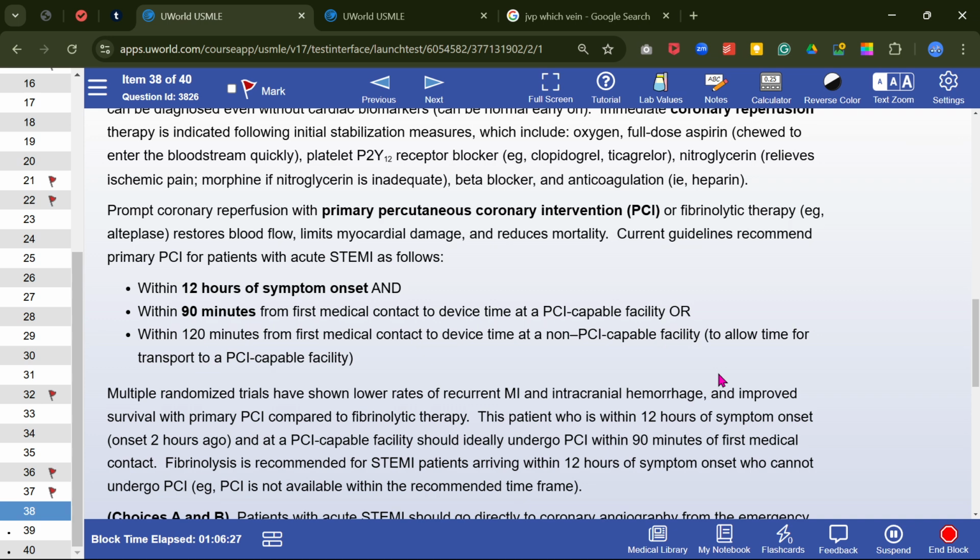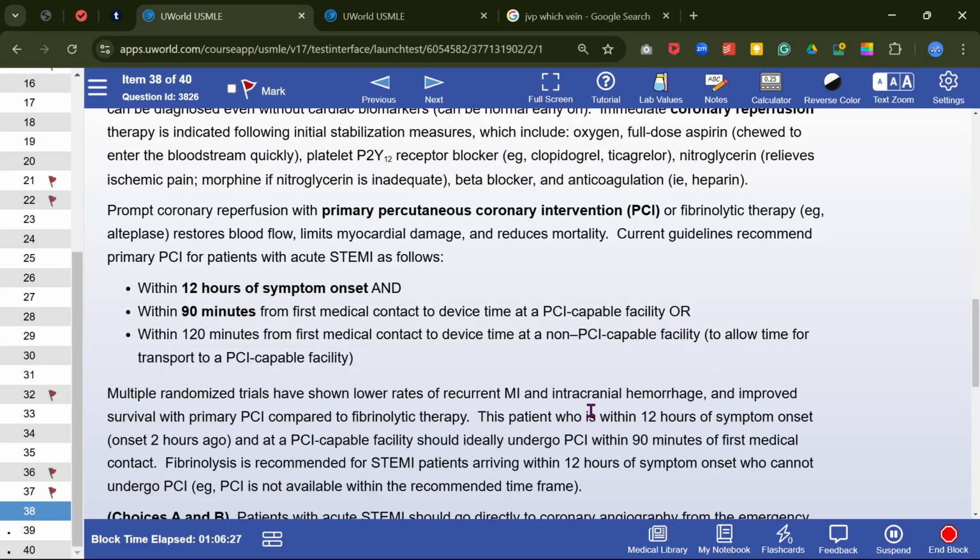So okay. The main concern here is that we can do PCI within 12 hours of symptom onset, and the most valuable, the most important, if that hospital has a PCI-capable setting, it should be done within 90 minutes. If that hospital does not have a PCI-capable setting, refer to a PCI-capable setting within 120 minutes. So these two are the very best.